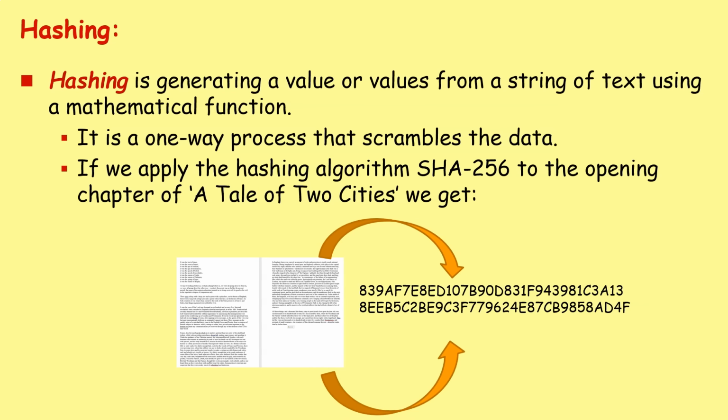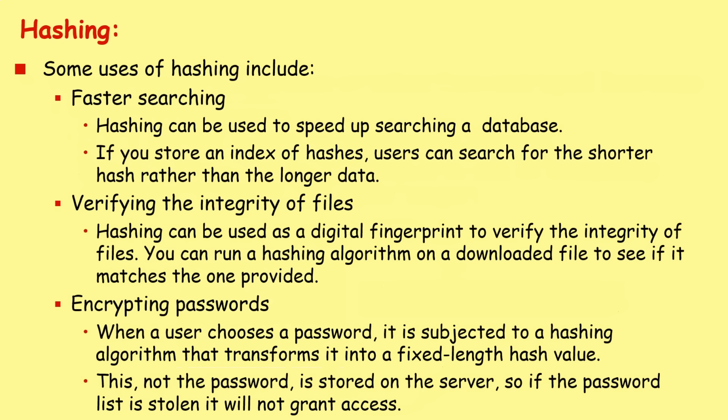Hashing is generating a value or values from a string of text using a mathematical function. This is a one-way process that scrambles data. If we apply a hashing algorithm, for example SHA-256, to the opening chapter of A Tale of Two Cities, we get something like this. Some uses of hashing include faster searching. Hashing can be used to speed up searching a database. If you store an index of hashes, users can search for the shorter hash rather than the longer data.